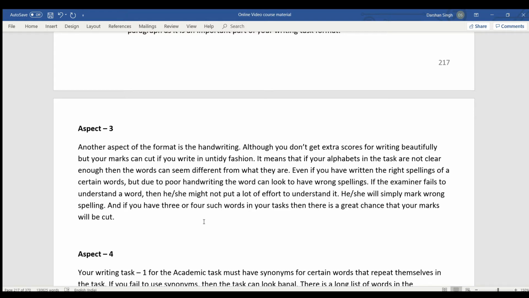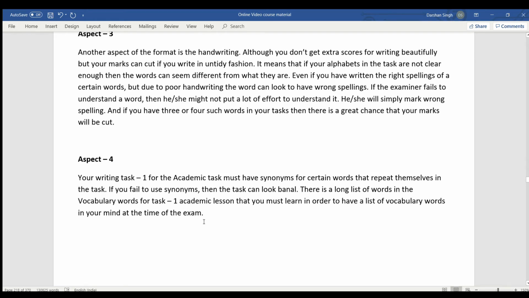Then your marks will be cut. The last aspect to keep in mind is using synonyms. I'll make a separate video that will have a very long list of synonyms. It will be coming soon in a couple of days, so you can go through that. The synonyms which can be used in writing task 1. I'll just give you a very small example.